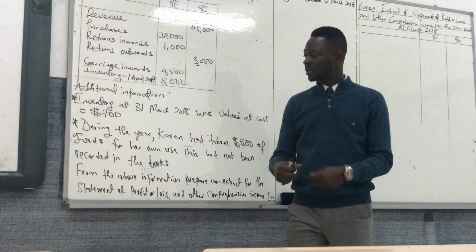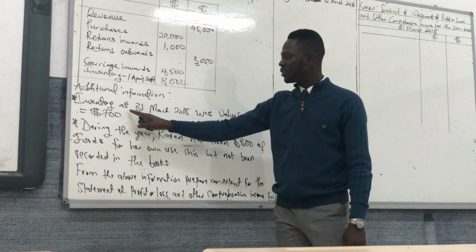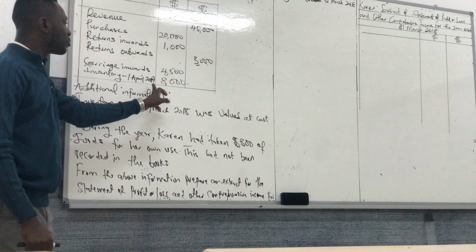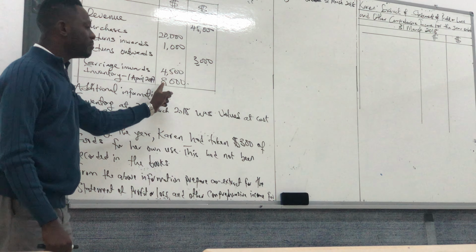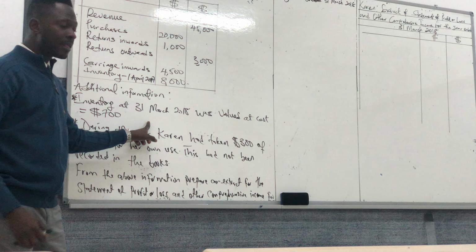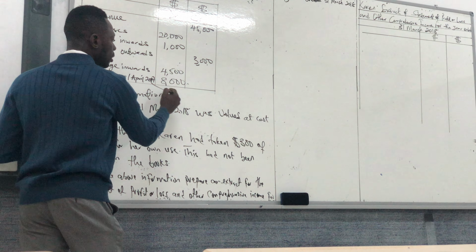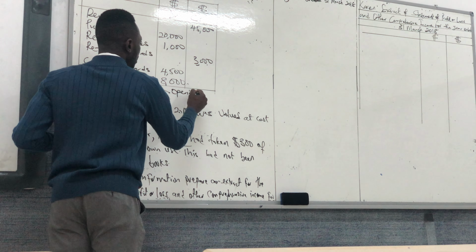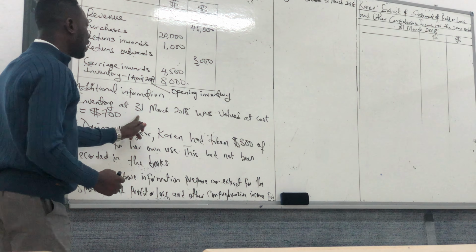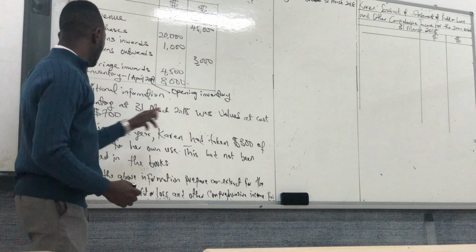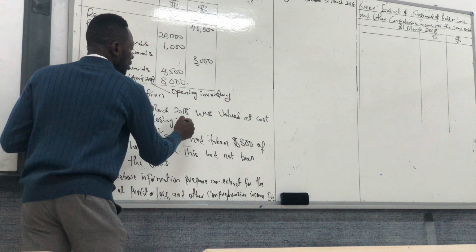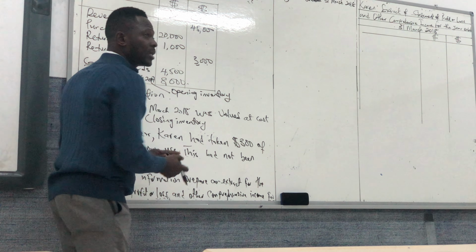Please put your mind here. We have additional information: inventory at 1st of April 2017 and inventory at 31 March 2018. So this is when the business started, and this is when it ended. Do you get the point here? This inventory we call opening inventory. And inventory at 31 March 2018 was valued at this cost. This is our closing inventory. Do you get the difference here?